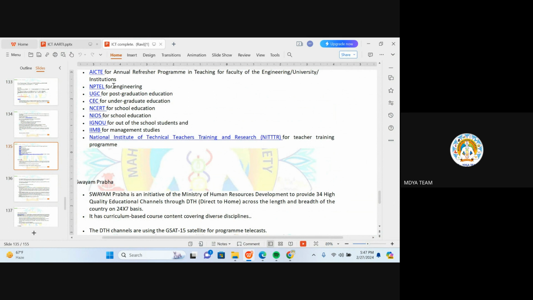AICTE, NPTEL for engineering, UGC for post-graduation, CEC for the undergraduate students, NCERT for school education, NIOS for open school education, IGNOU is also for open school education, IIMB for management studies, NITTTR for technical teacher training and research, for the teacher program.